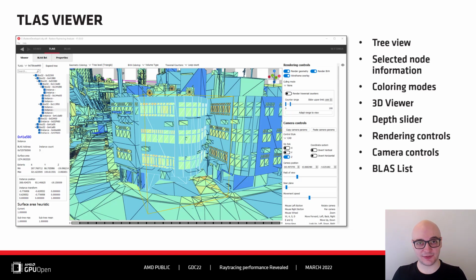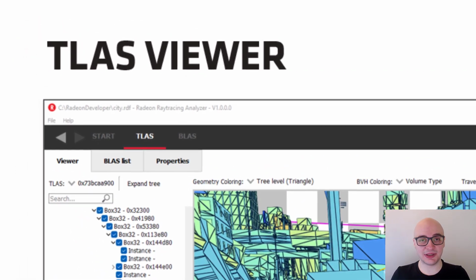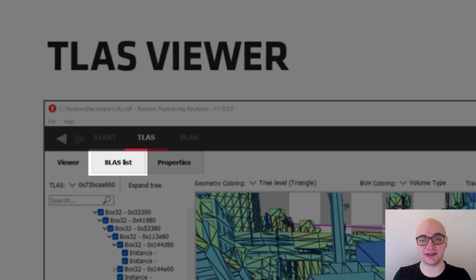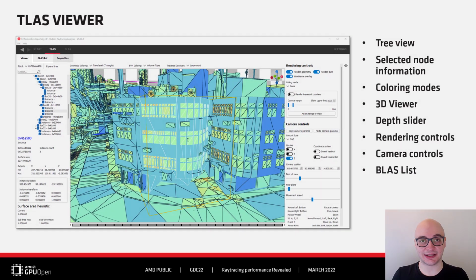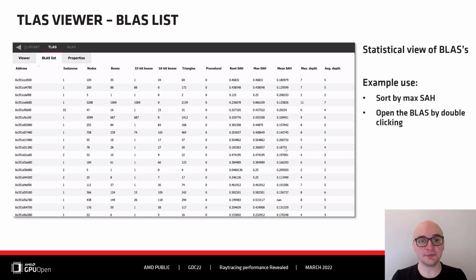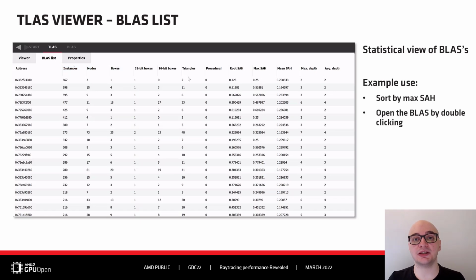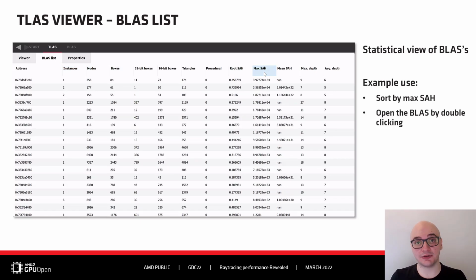Before we dive deeper into the viewer, let's talk about statistical navigation. You can click on the BLAS list tab on the top left to bring up the list of all the BLASs in your currently selected TLAS. In some cases, you may need to navigate your scene by using numbers. Specific BLASs may have attributes that may allow you to distinguish them easier from the rest of the scene. The BLAS list allows you to sort BLASs by those attributes. For example, you can sort by the maximum surface area heuristics to iron out triangles that may cause performance issues.